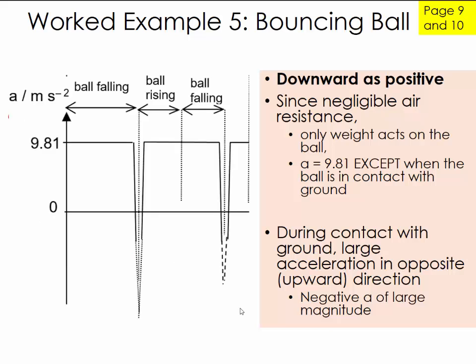Right, so if you sketch an a-t graph, it will look like this. When it's falling, it is always a horizontal positive value, 9.81, because downward is positive. The rising part is the same because the weight is still downwards, so acceleration due to gravity doesn't change its direction. You can see this portion, there is a negative a. This is where it bounces. So you see the ball falling, bounces, then it rises up, reaches a maximum height, falls again, and then bounces when it reaches the ground.